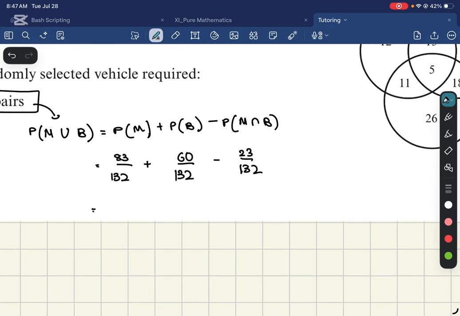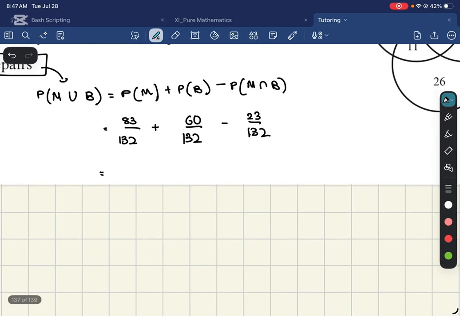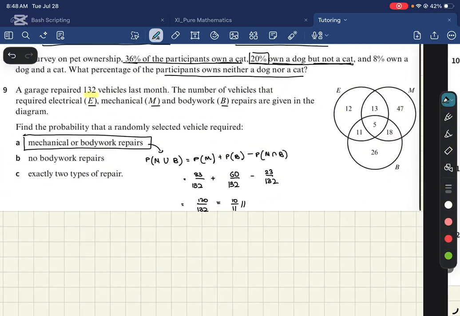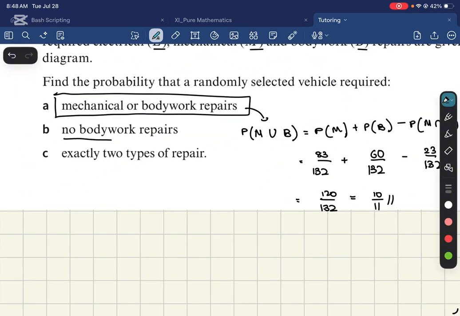If you do the addition, 83 plus 60 minus 23 gives you 120 over 132. As a simplified fraction, this is going to be 10 over 11. So that is your solution for question, I believe, 9. 10 over 11. No bodywork repairs.